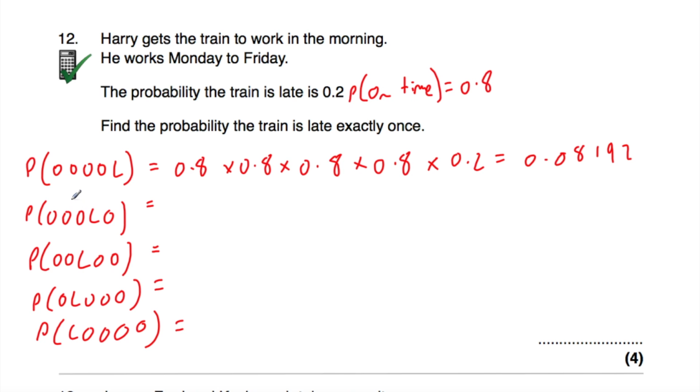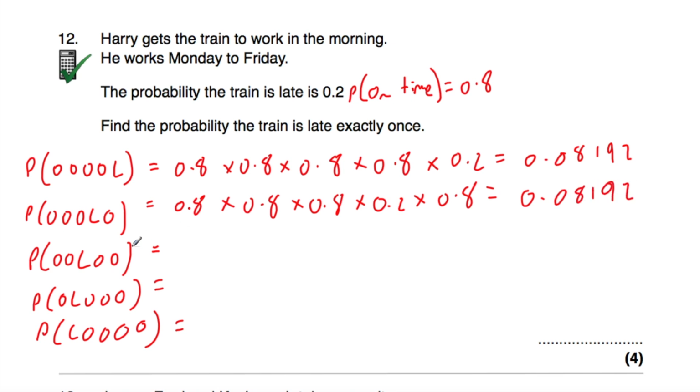Now, if we want to find the probability of on time, on time, on time, late, on time, that's going to be 0.8 times 0.8 times 0.8 times 0.2 times 0.8. If you notice here, we've got the same numbers, just in a different order. So whenever we multiply them together, we're still going to get 0.08192. And again here, it's going to be 0.8 times 0.8 times 0.2 times 0.8 times 0.8. Again, it's the same number, so the answer would be 0.08192, and 0.08192 for the others as well.